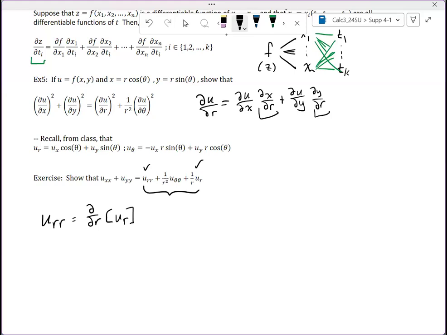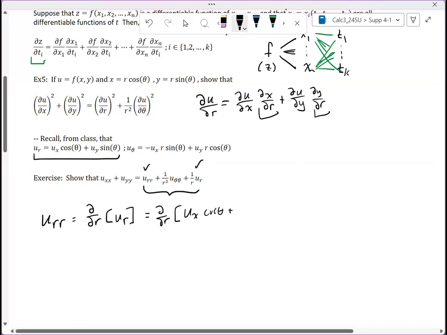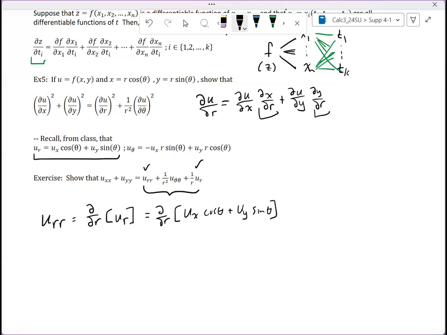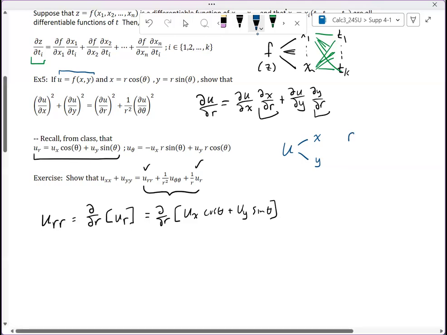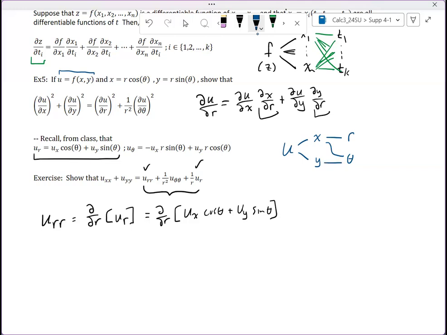So that's the partial with respect to r of du dr, of the partial of u with respect to r. Or that's the partial with respect to r of this function. Now keep in mind our dependencies here. So u depends on x and y directly. And then my independent variables are r and theta. And x and y both depend on both r and theta.